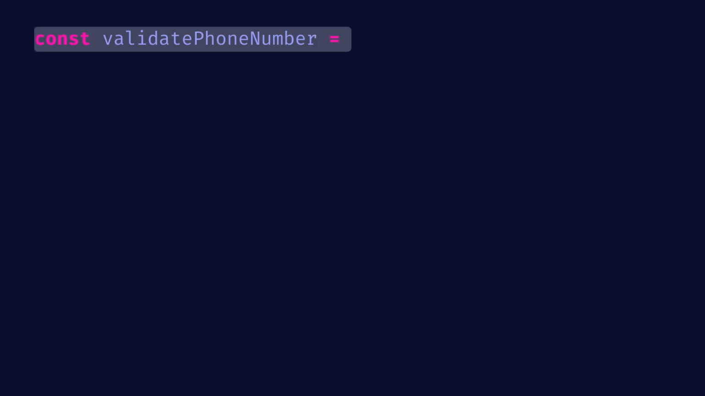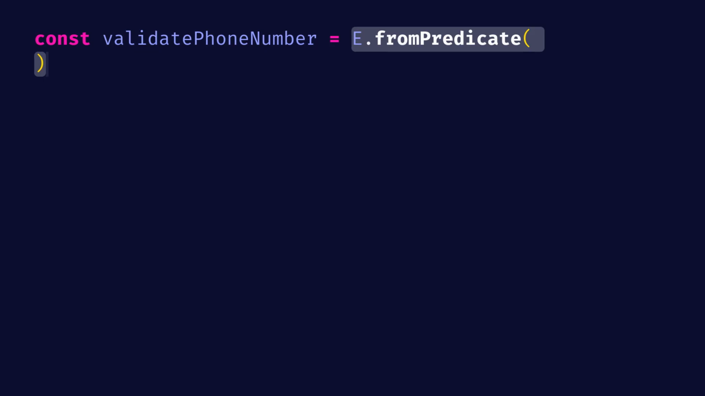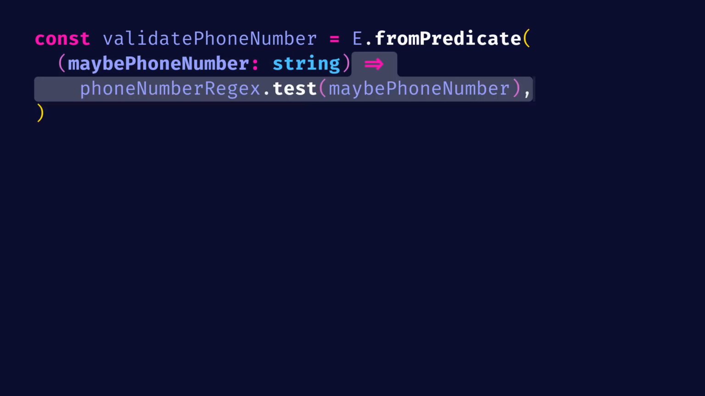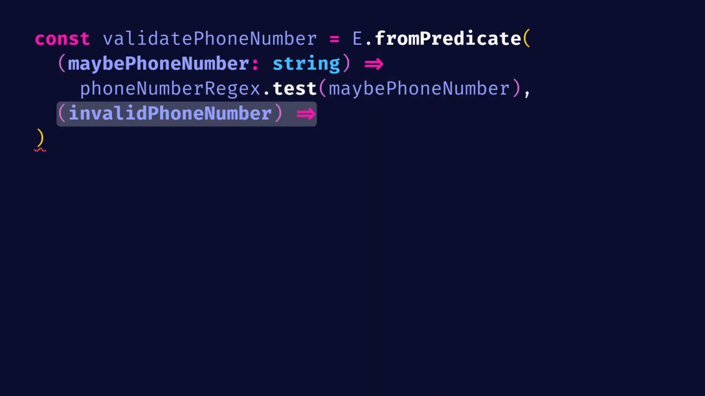We can define validatePhoneNumber in a similar way to validateEmail using either from predicate. We pass as first argument a predicate function which takes a maybe phone number string and returns whether this string matches a phone number regex. If this predicate function returns true, we have an either right. Otherwise, we have an either left. So we pass as second argument a function that maps the invalid phone number to an error. In this case, we simply return invalid phone number.